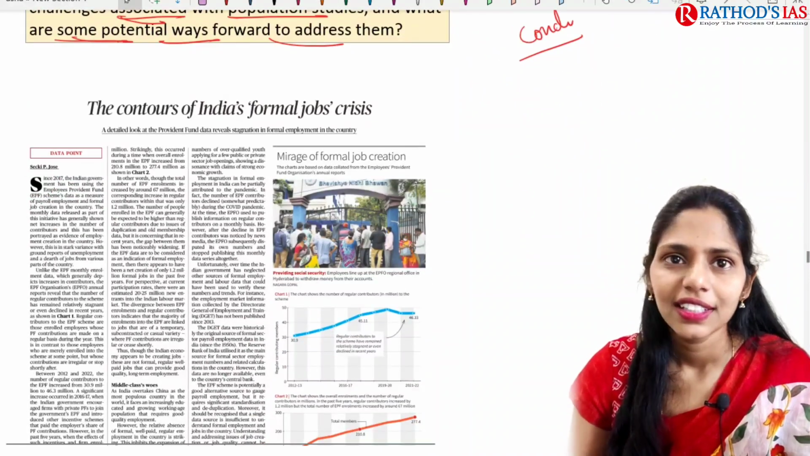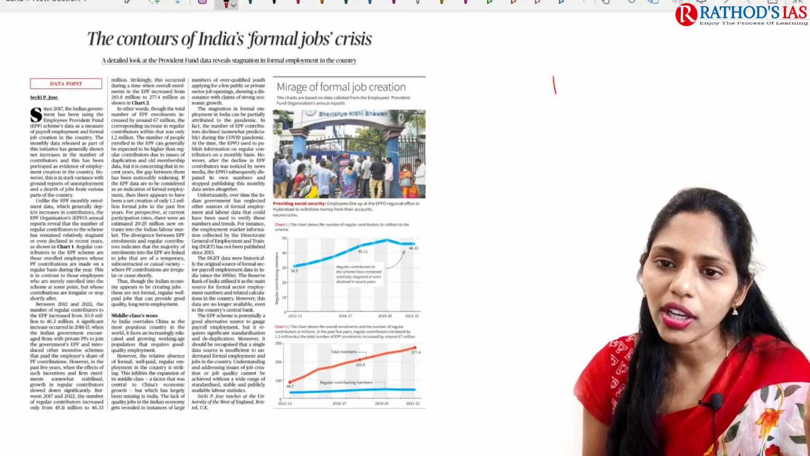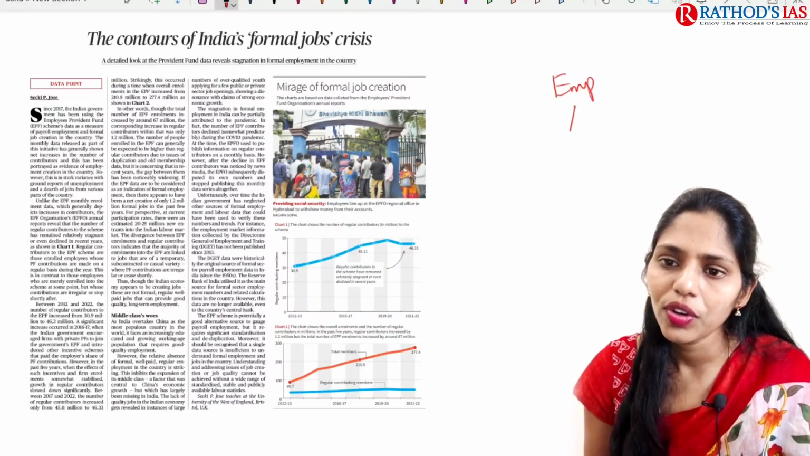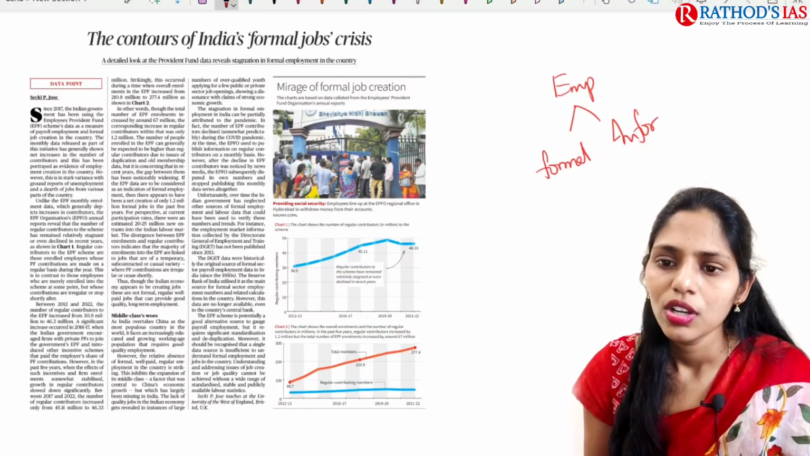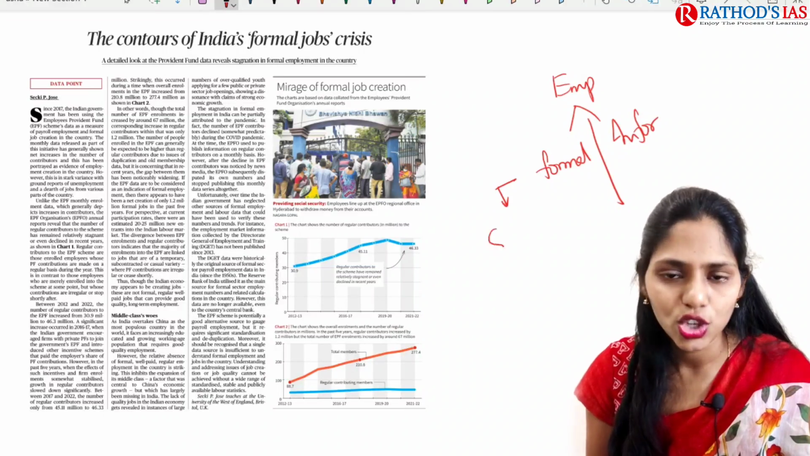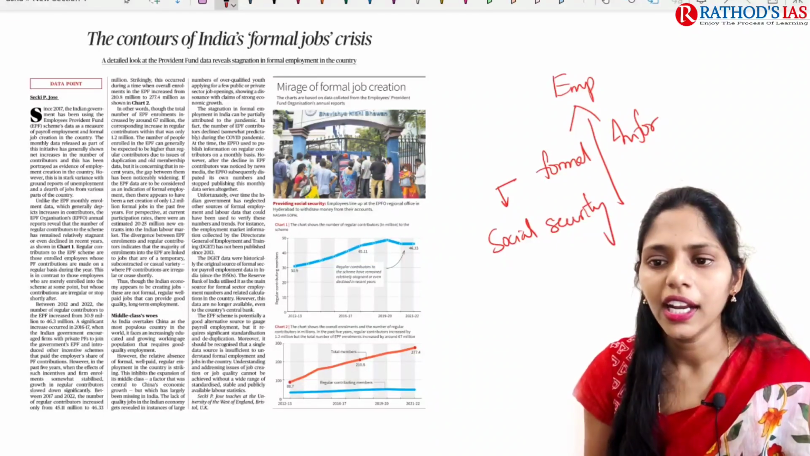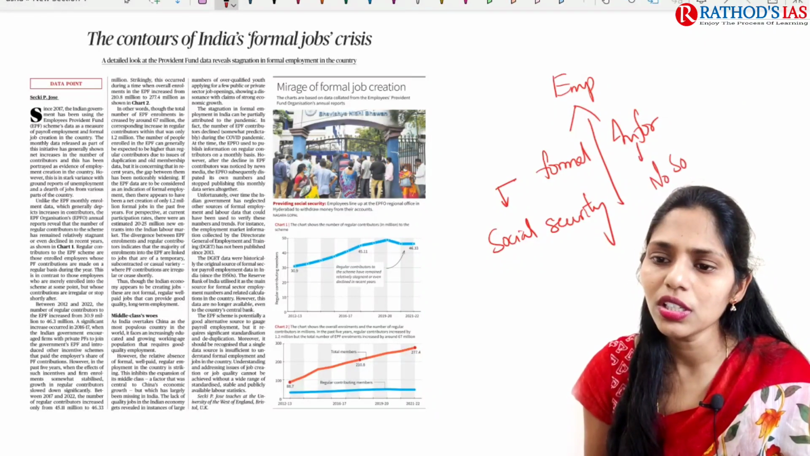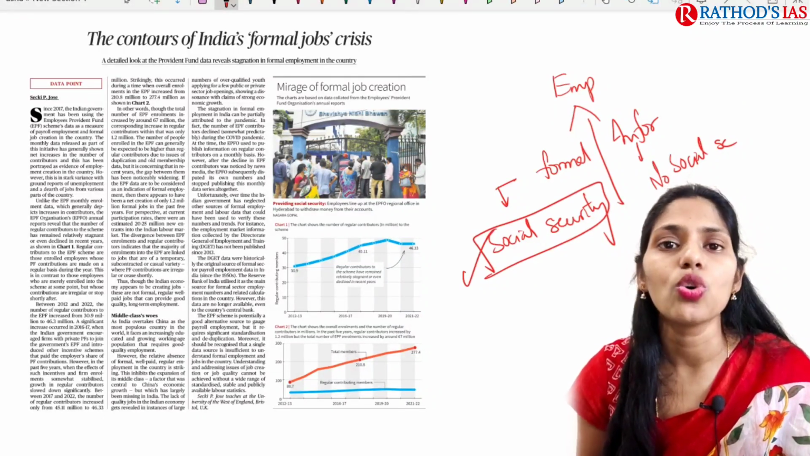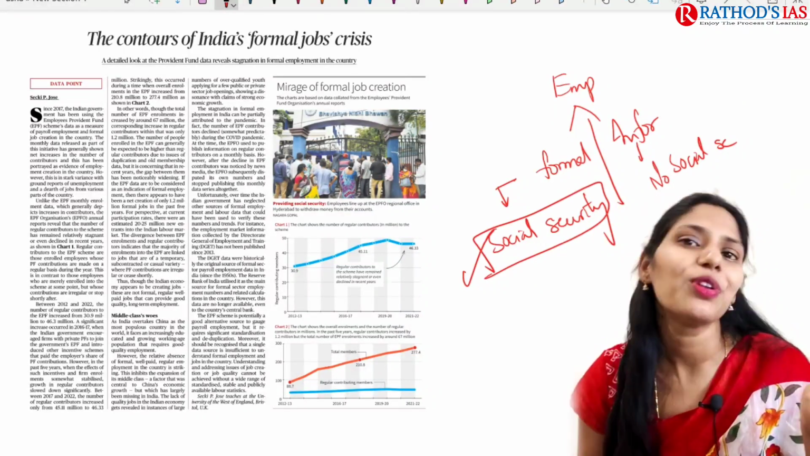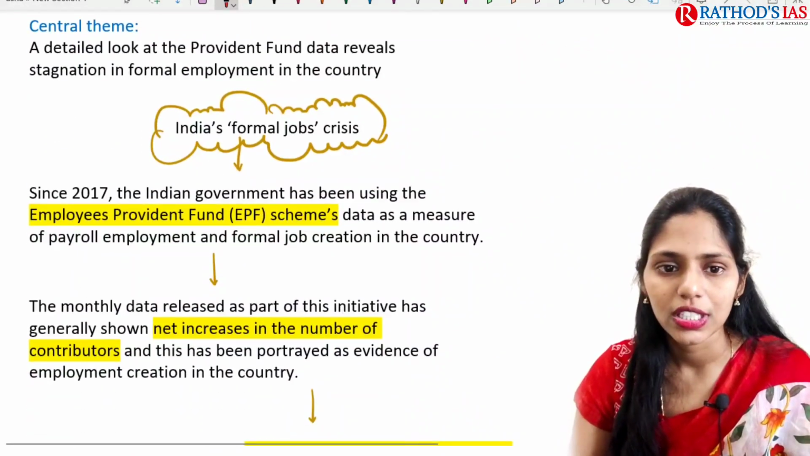And the next topic is about the formal job crisis in India. So if we're talking about employment, we have formal and we have informal. So formal means they will be enjoying social security benefits, and in informal there will be no social security benefits. So what all comes into the social security benefits? So please let me know, answer in the comment box. Okay, so now let us try to see this topic in detail.